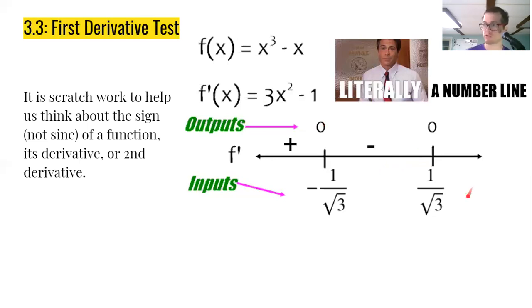Let's pick a number larger than 1 over square root of 3. I did negative 10 over here, so why don't we do 7,000 over here? So you plug in 7,000. I'm getting like 129 million, something like that, minus 1. So that's positive. So everything on this interval is going to be positive. Boom. You've just made your first sign chart.